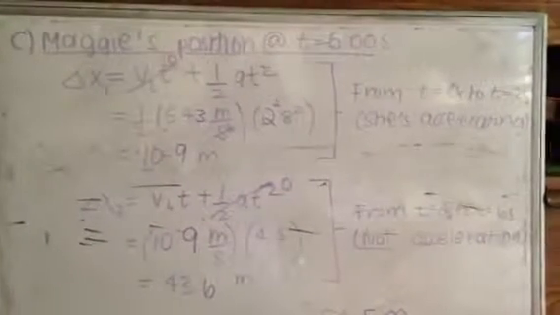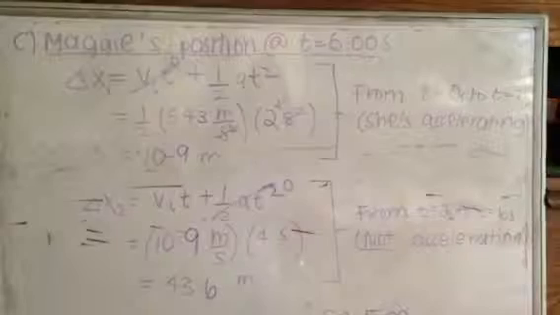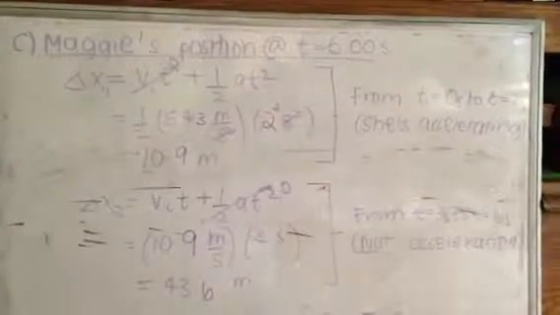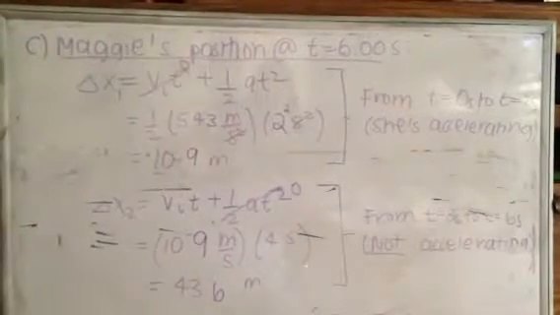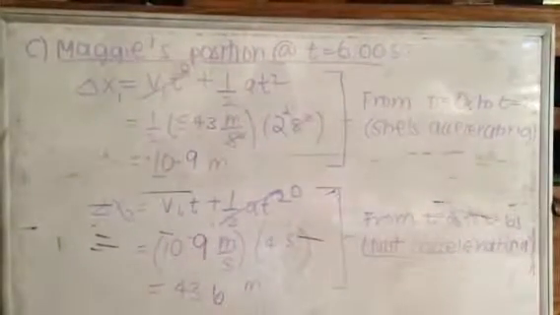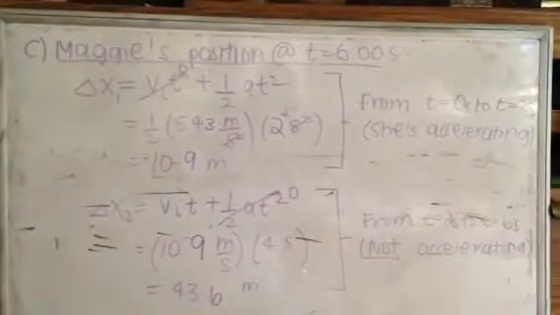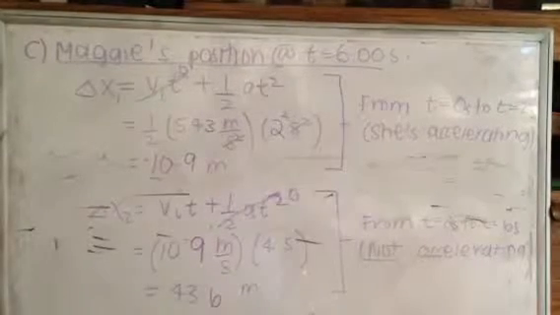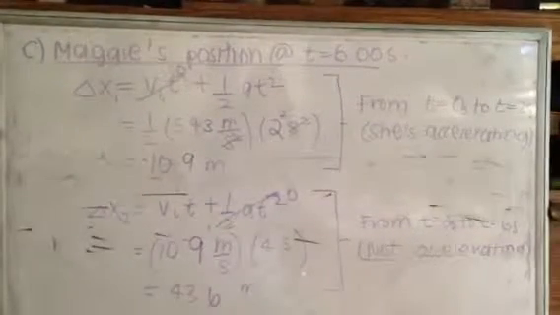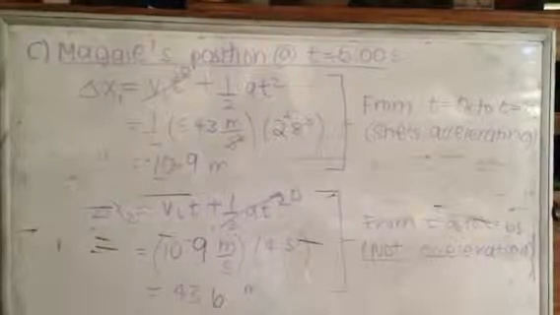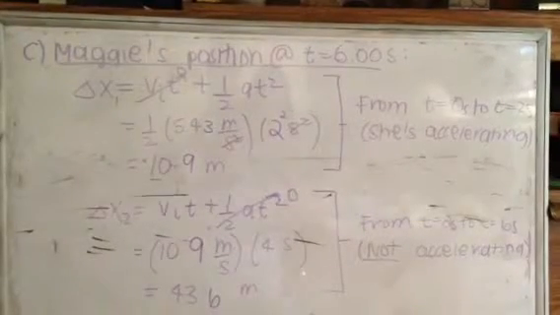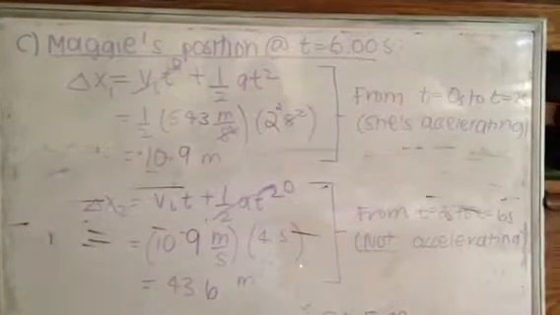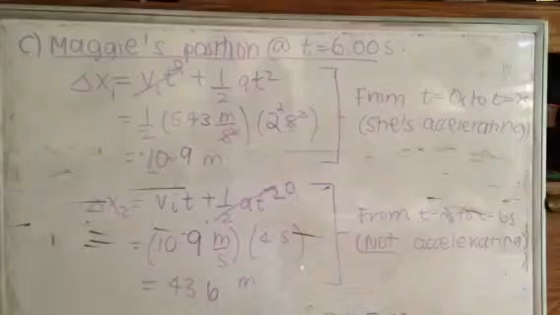So part C asks you which sprinter was ahead at the 6-second mark and by how much. So then we need to find both their positions at 6 seconds. To find Maggie's position at 6 seconds, you have to divide it into 2 parts. I called the part 1 delta x sub 1 and part 2 delta x sub 2. In delta x sub 1, it goes from t equals 0 to 2 seconds, so that is when she is accelerating. And for delta x sub 2, the time was from 2 to 6 seconds when she is not accelerating.